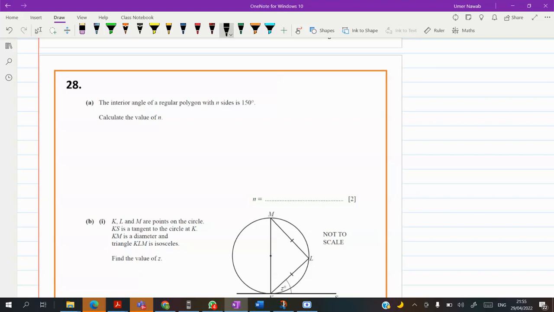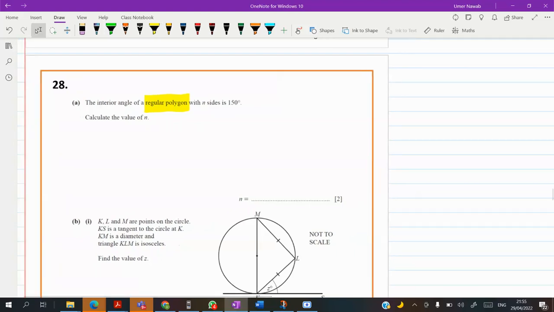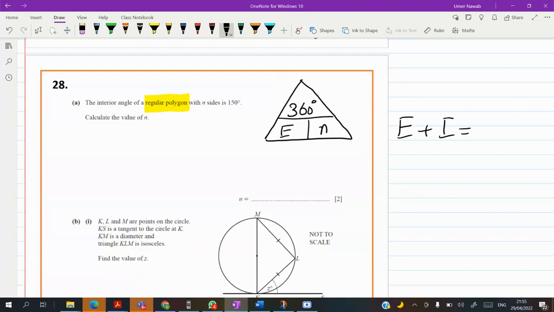Oh, polygons. Guys, whenever the word polygon comes, for regular polygons only, we have a very famous formula. You always write E for exterior, a single exterior angle, equals 360 over the number of sides. Interior angle plus exterior angle, the corresponding interior and exterior, their sum is always 180. They are supplementary to each other, so don't bother. Once you get the exterior, you can easily find the interior angle.